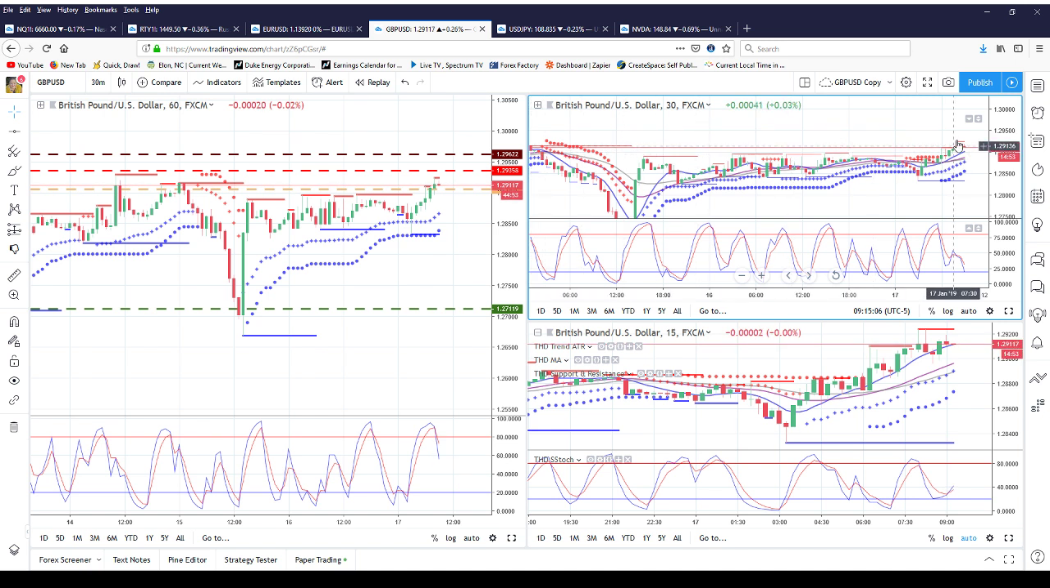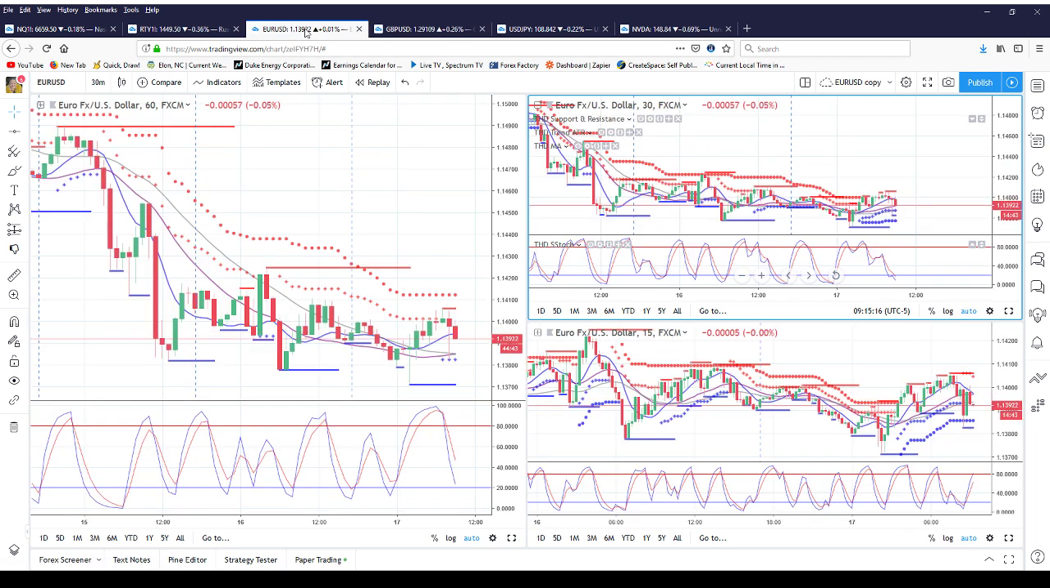That's a pretty substantial double top if it holds. It has to hold though.